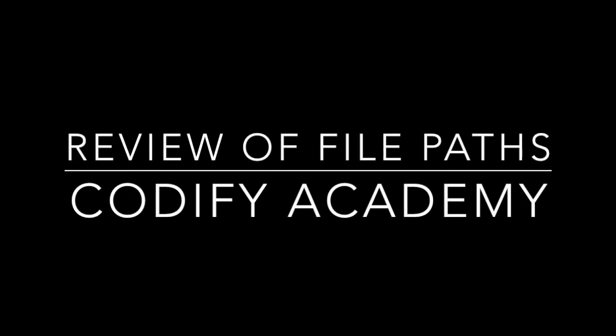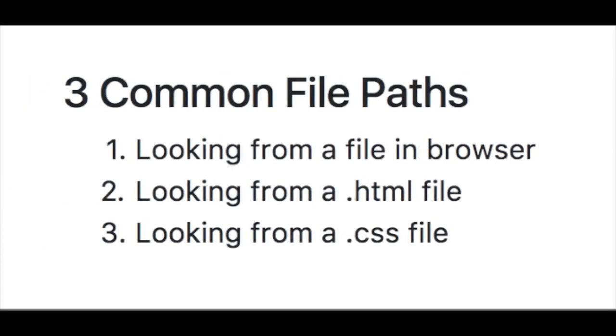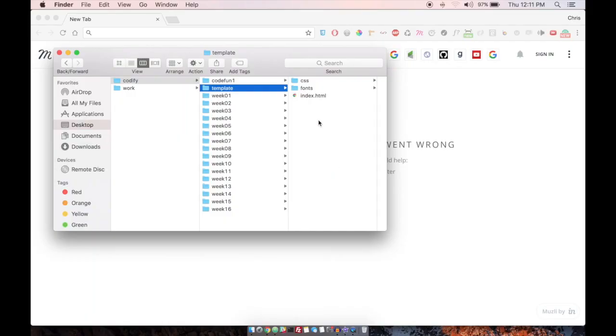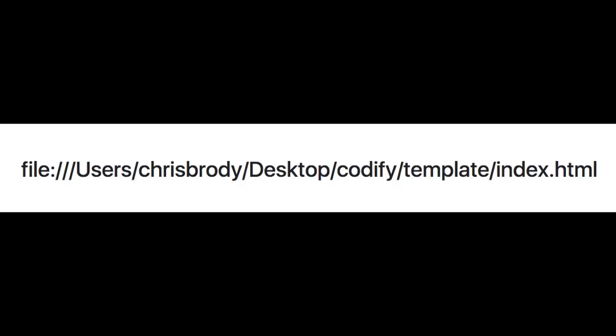In this video, I want to explore 3 common file paths that we use as developers. Hopefully this is going to help you understand how file paths work. First, we're going to look at the file path in a browser. Let's open up our template folder index file in Google. And if we look at the URL, we should see something like this.